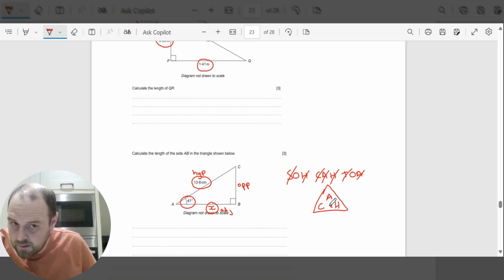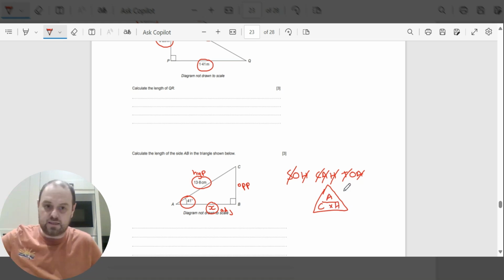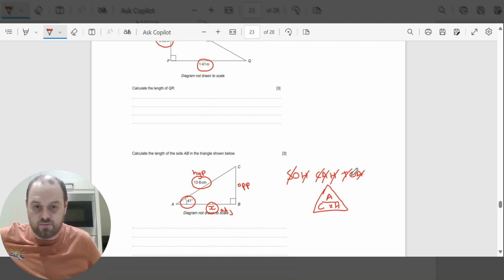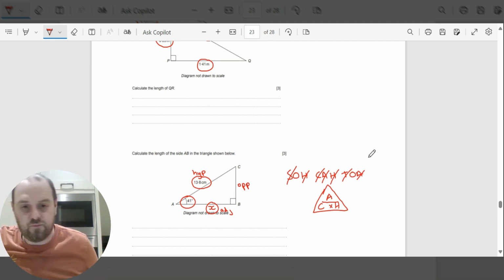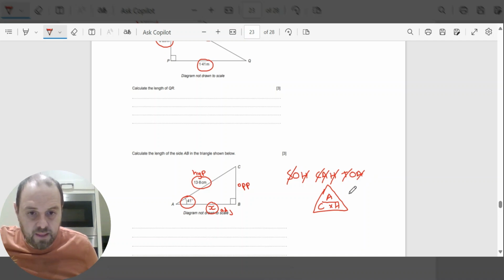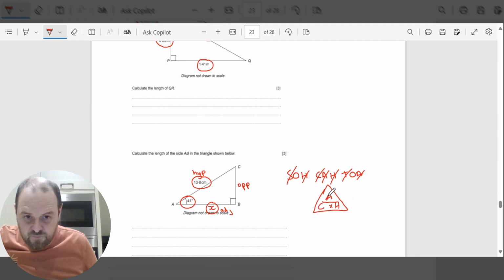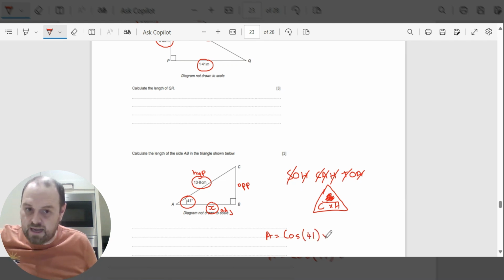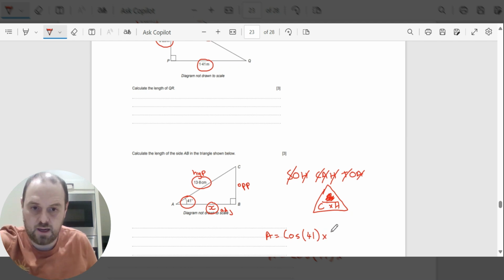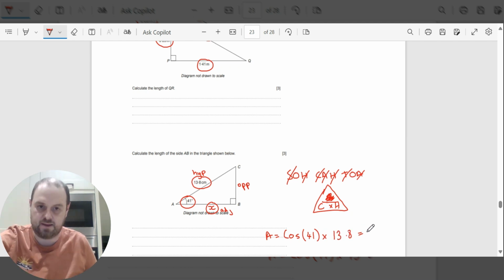CAH. What are we using CAH to find? We're trying to find the adjacent, right? The adjacent. So to find the adjacent, it is equal to C, which on our calculator is cos. In there, we put the angle, and we close it. Then we times H, and H is 13.8. And whatever that is on the calculator, that's the answer.